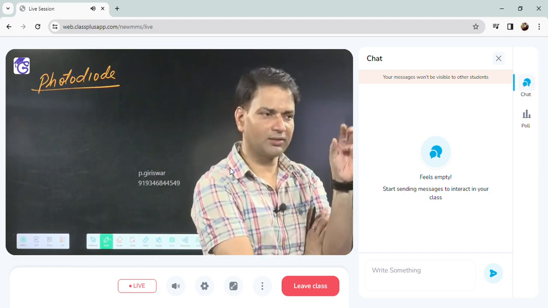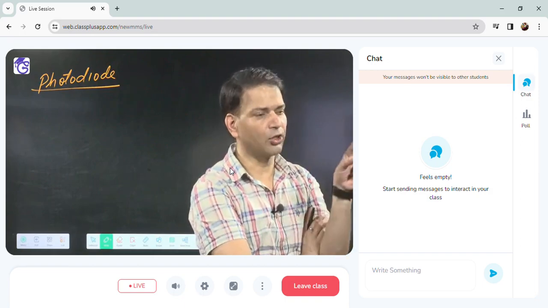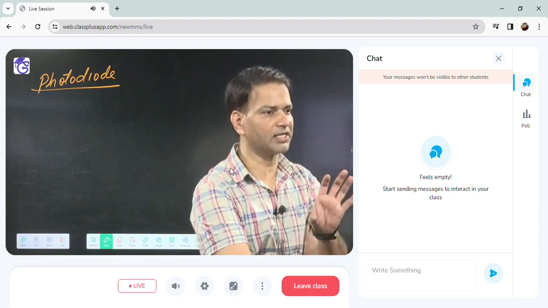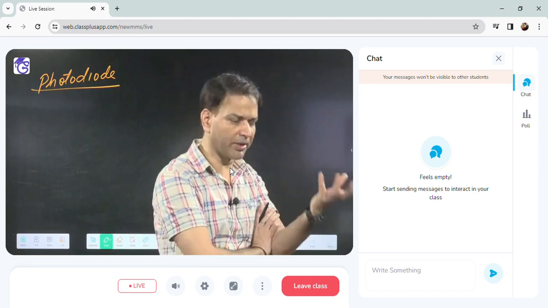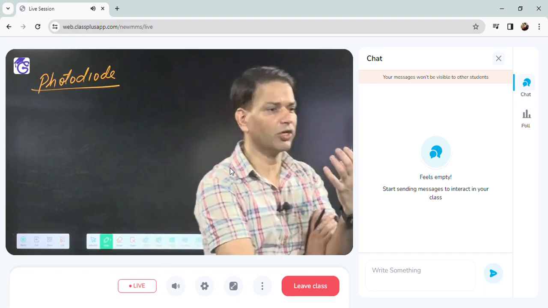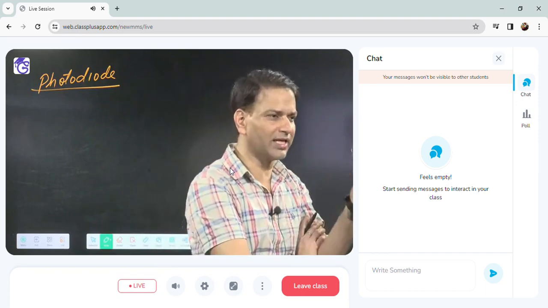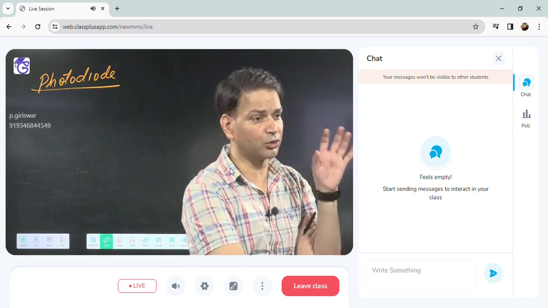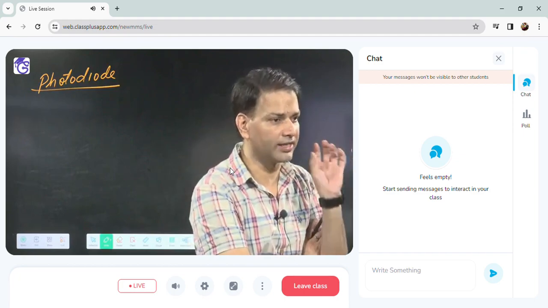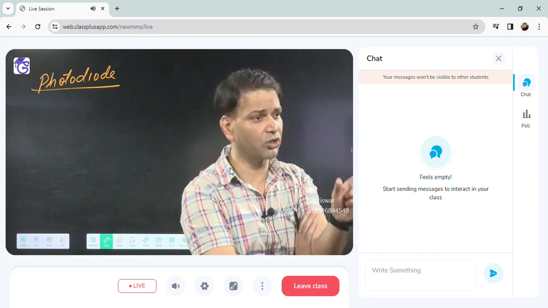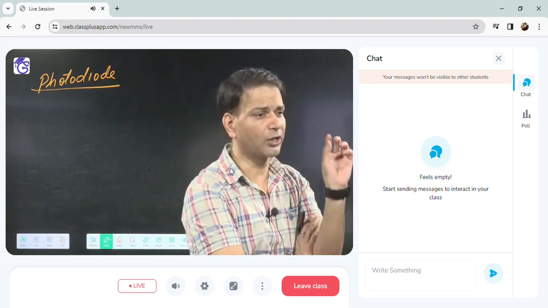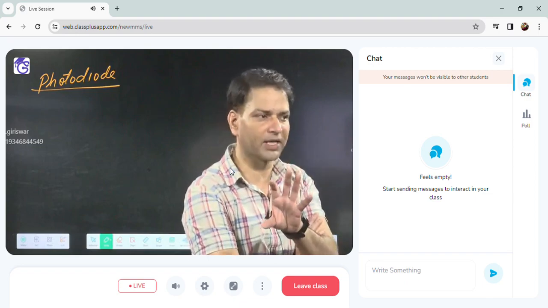Photodiode is what? Points are already there. Photodiode we are using to detect the optical signal. Any optical signal, suppose it is coming, or any light is coming. So what is the energy of the photon? To study the energy of the photon, everything. We are detecting the radiation or optical radiation using the photodiode. So that is also written there. Okay. So photodiode is used to detect the optical signal.